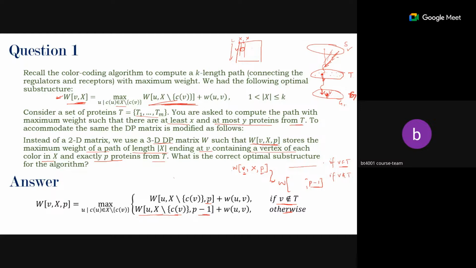Okay, so this is the only difference between the original color coding algorithm that we have seen in the lectures and this color coding algorithm. It basically depends on these two extra constraints, whether V is in T or not. Apart from that, there isn't much difference between this particular problem and the other problem. Okay, so this was the first question.